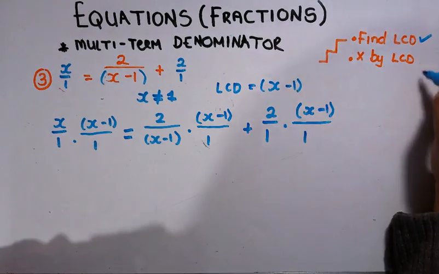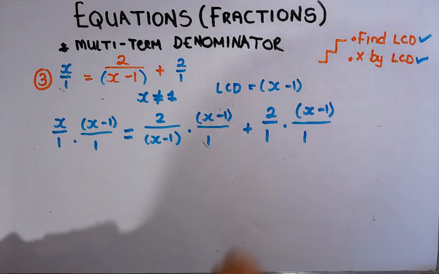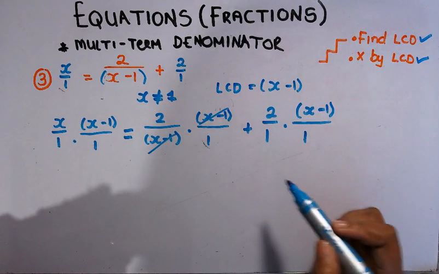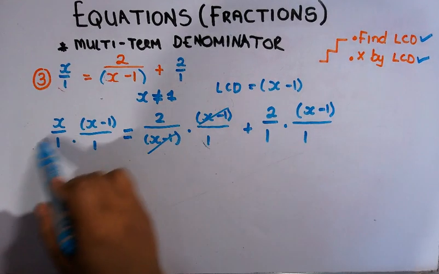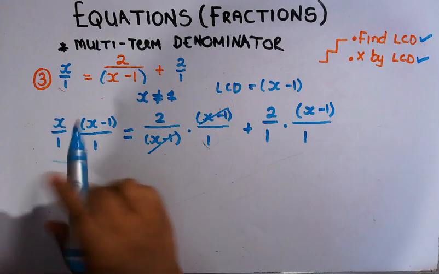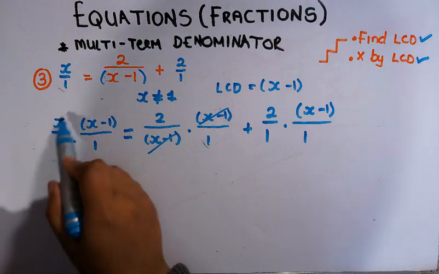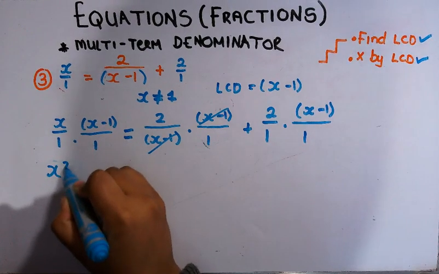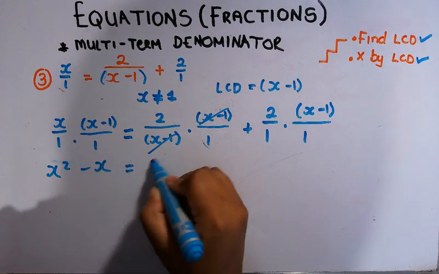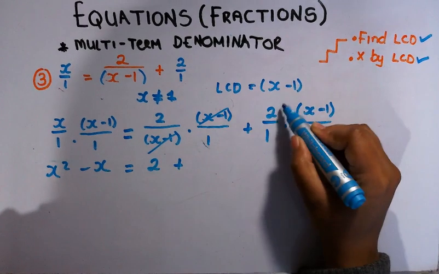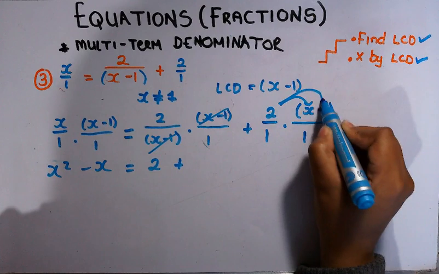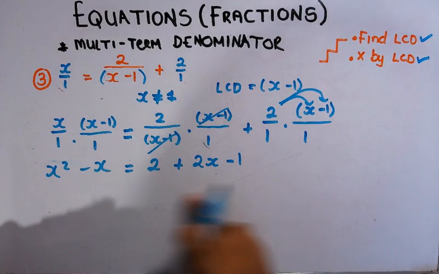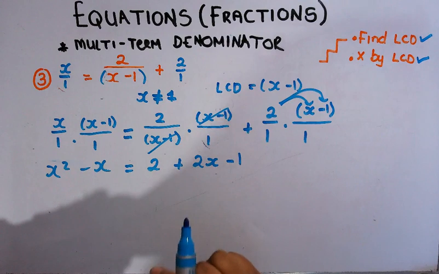Alright, so now that we multiplied each term by the LCD, we go ahead and see what we can do. Alright, this will cancel nicely. Okay, at this point I'm okay because these denominators are just going to be 1. So now we focus on the numerator. We get x squared minus x is equal to 2 plus 2x minus 2.